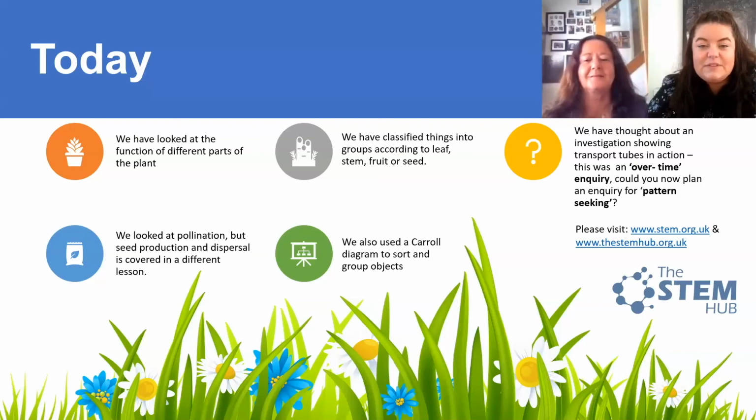In this session, we've learned about the functions or jobs of different plant parts. We have grouped these varying plant parts and worked on an investigation. We've used a Carroll diagram to sort and group different fruits and things that you might in the past have called vegetables. We also looked at pollination because the flower is very important in the next generation seed production. In future videos, you might learn about seed production, seed dispersal, and germination itself.